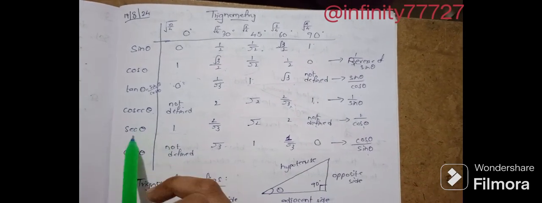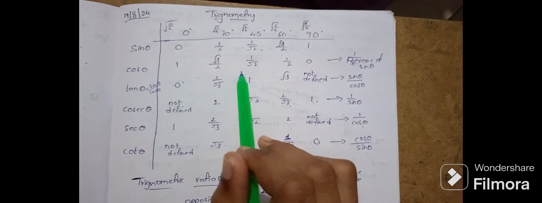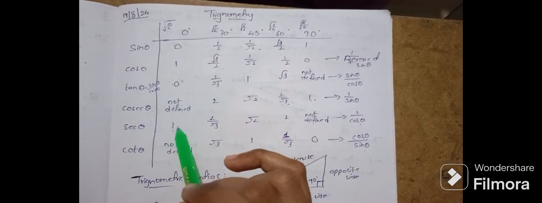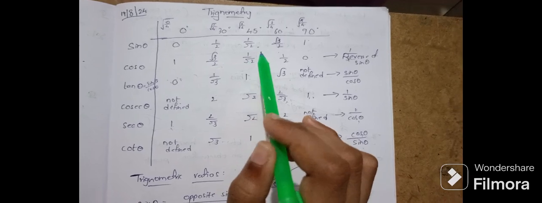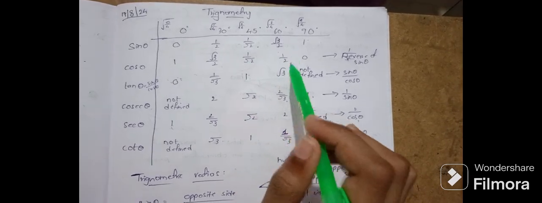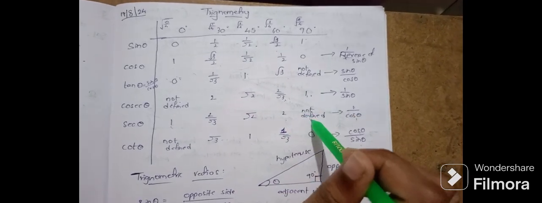And to get the secant theta values, we should do 1 by cos theta. It is 1 by 1, which is 1. 1 by root 3 by 2 is 2 by root 3. 1 by 1 by root 2 is root 2. 1 by 1 by 2 is 2. 1 by 0 is not defined.